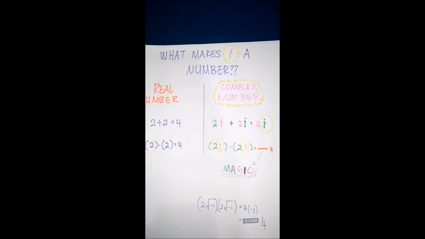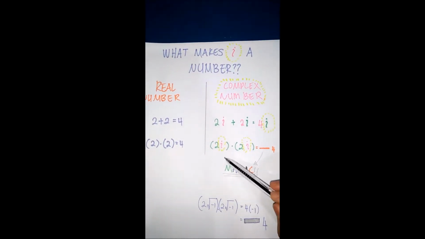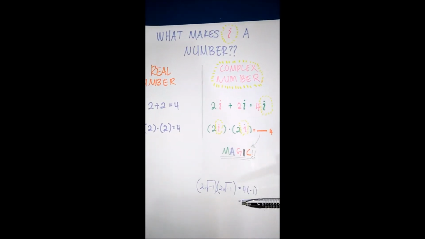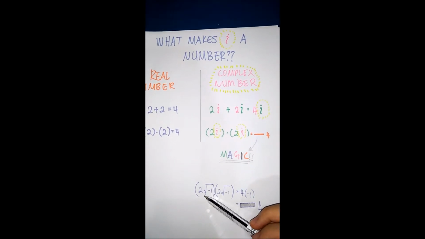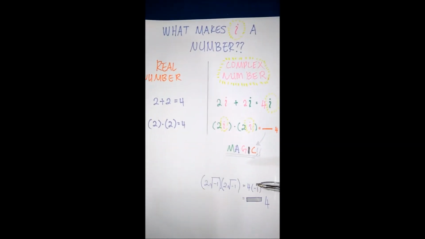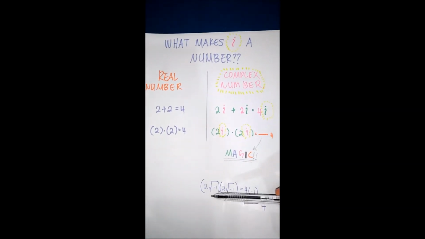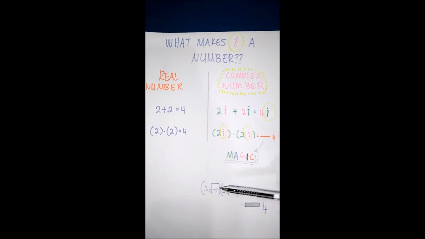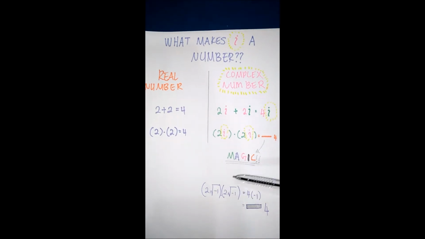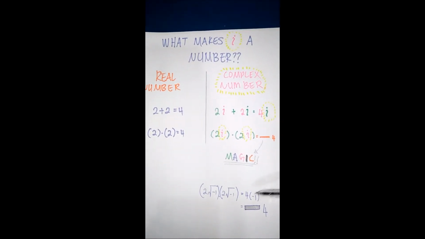So why is there a negative in the product of (2i) squared? Here I will show you why. 2i is equal to 2 times the square root of negative 1, isn't it? As I mentioned earlier, i is equal to the square root of negative 1. So 2i is equal to 2√(-1). If we multiply 2√(-1) with 2√(-1), it will give you 4 times negative 1.